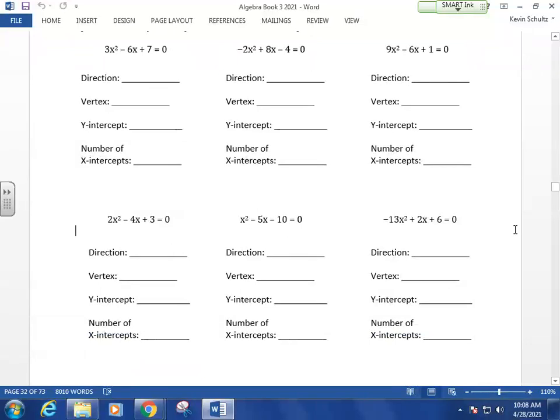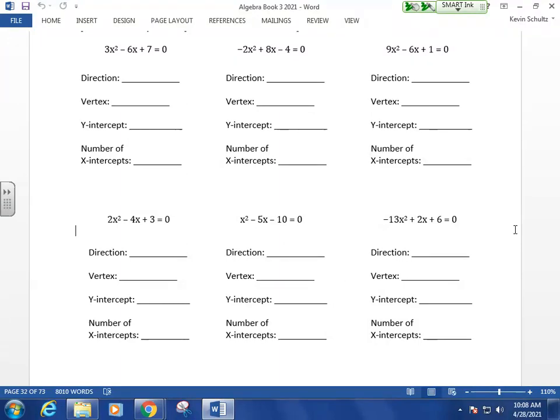Okay, so let's start with 3x squared minus 6x plus 7. There are 2 things that we can determine without doing any math at all, really. The direction and the y-intercept.